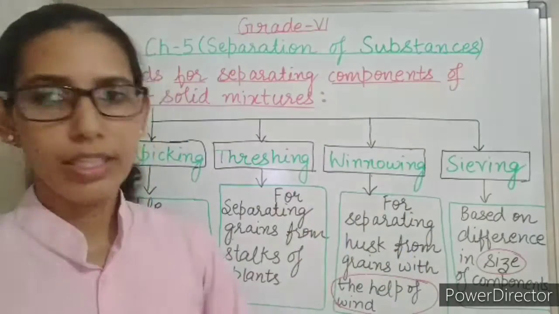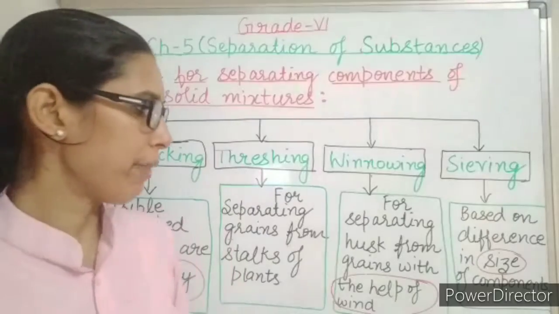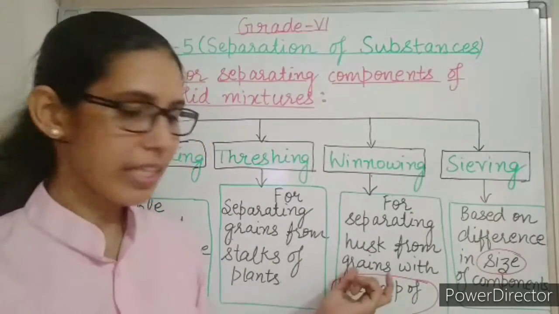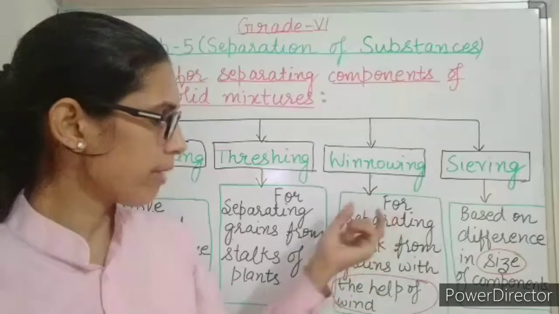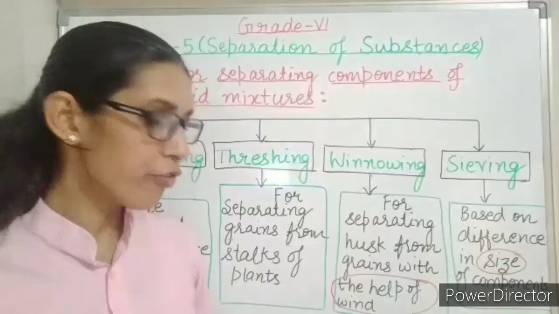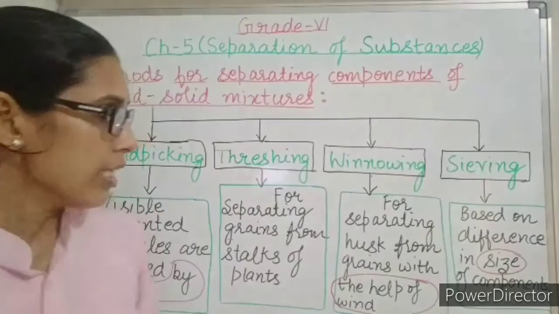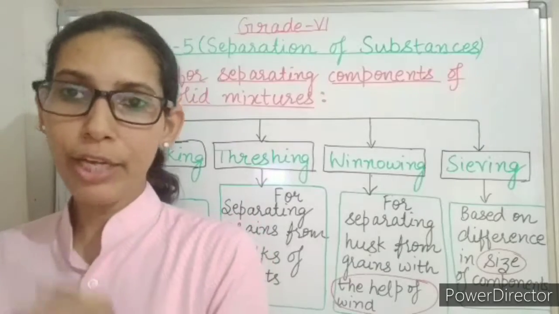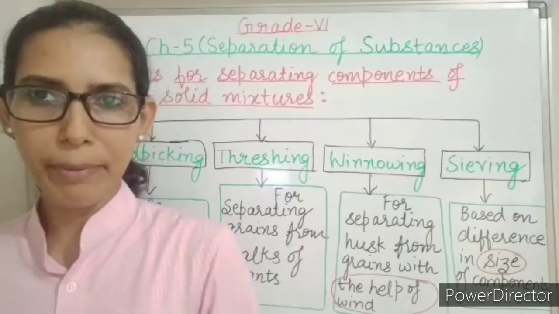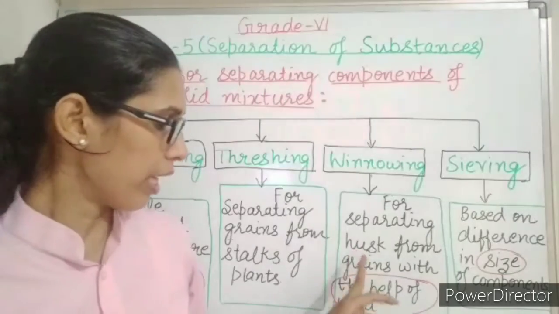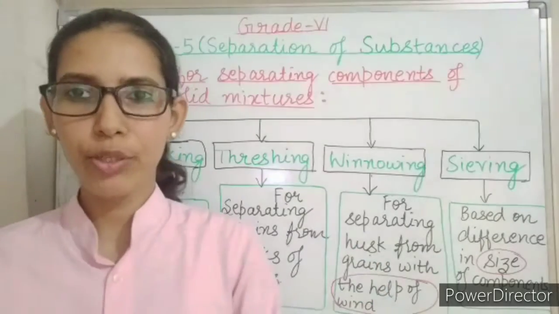Next is winnowing. Winnowing method is used to separate lighter components, husk, from the grains. Grains are the heavier component. So this method is used for separating husk from the grains with the help of wind. This method is based on difference in the weight of the components that are to be separated. For example, here husks are the lighter particles, and the grains are the heavier components.